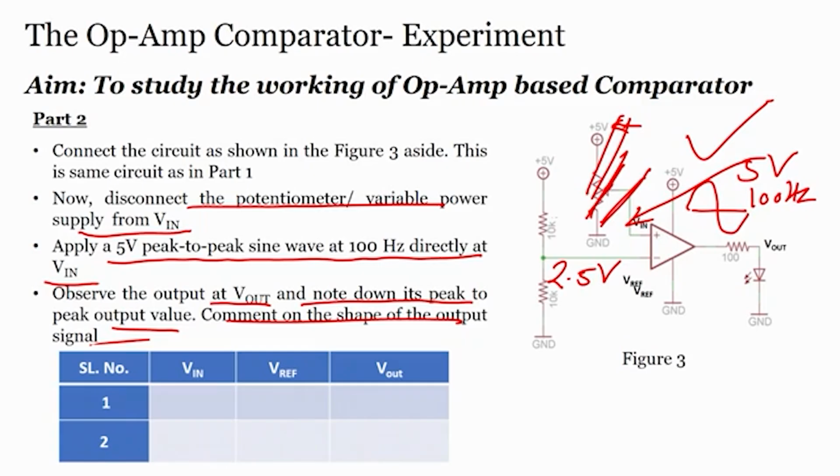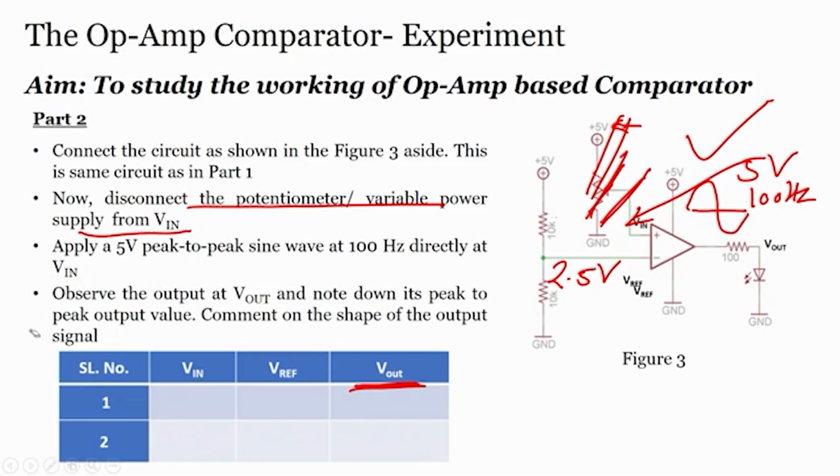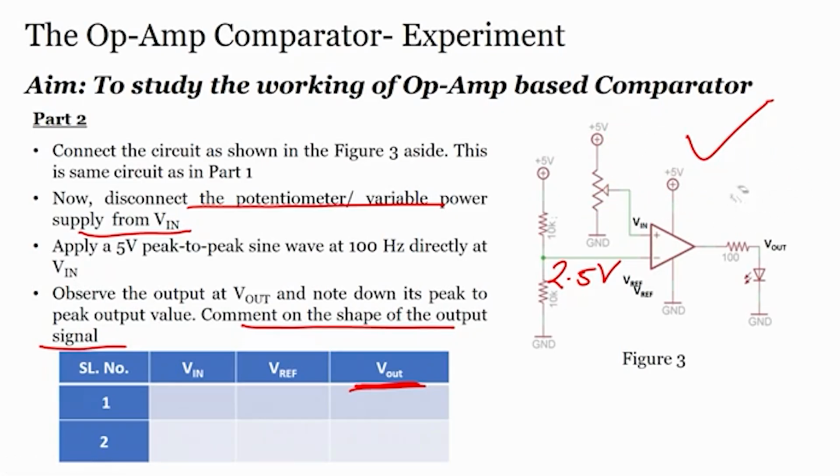So, let us do this experiment and see what kind of output voltage we observe, and also see what the shape is, because we have to comment on the shape. For commenting on the shape, you first have to see the shape of the output signal. So, we will observe these two things. Let us see once again, let us call Sitaram to help us.